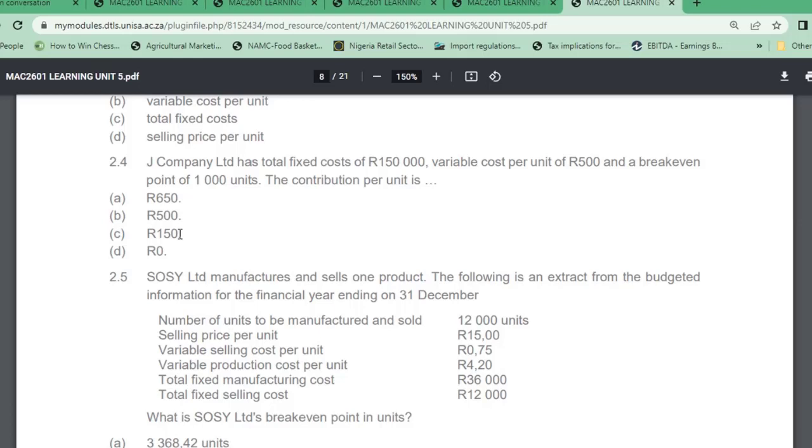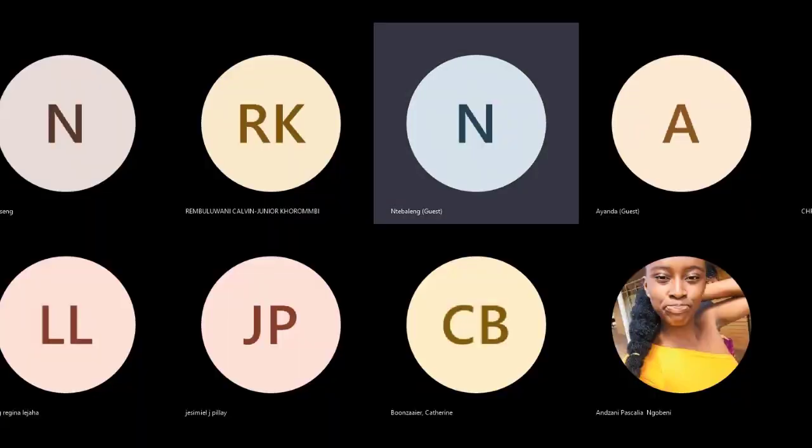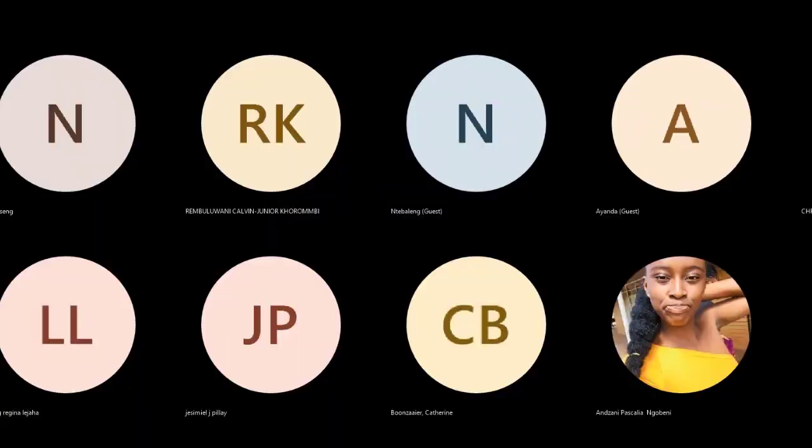150,000 rands divided by 1,000 units. So you are right, it's C. So how did they do it? So contribution is selling price minus your cost. Can you guys see my solution? I hope you can. Show it again. Let me show it again.